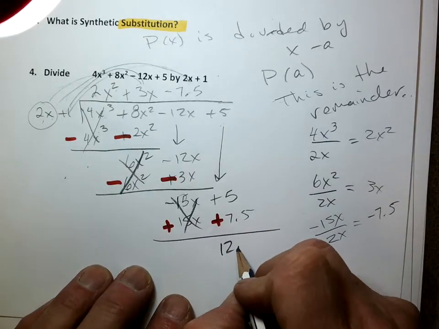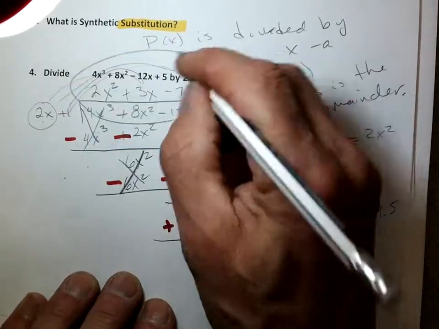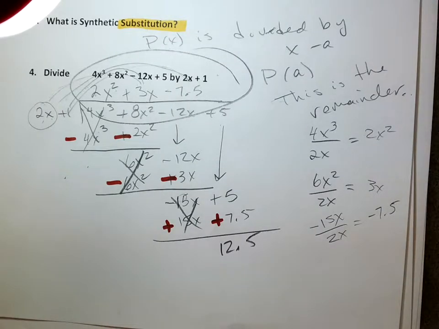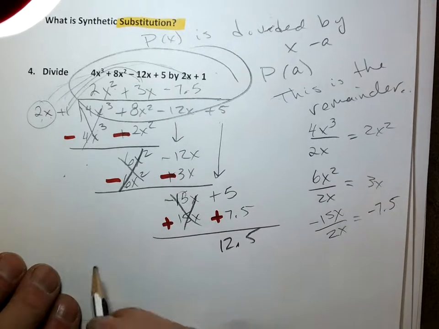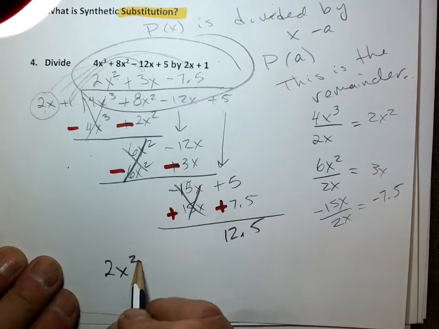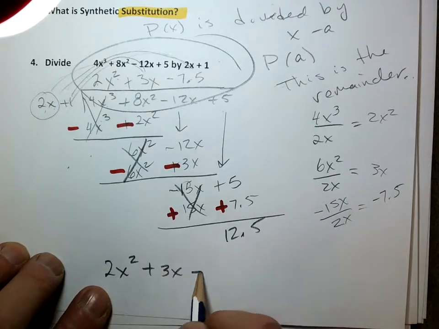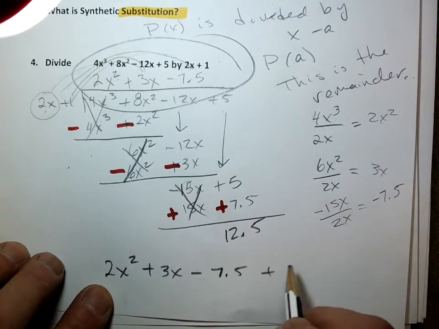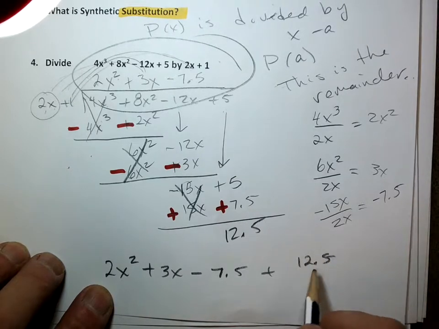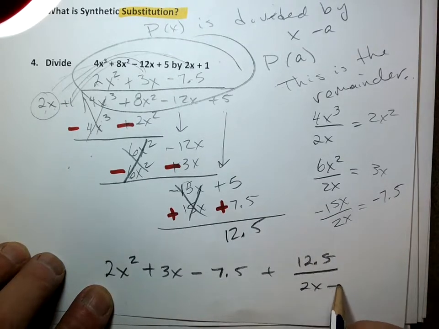Now my answer is basically here, except we've got a remainder, and we'll deal with our remainder. So our answer finally is ready. It is going to be 2x squared plus 3x minus 7.5 plus 12.5 over 2x plus 1.